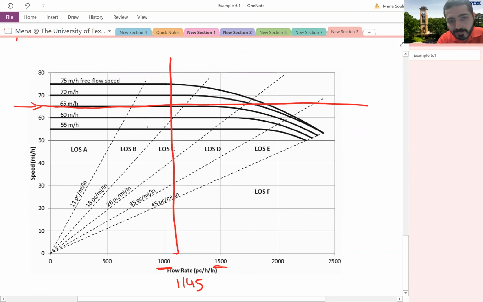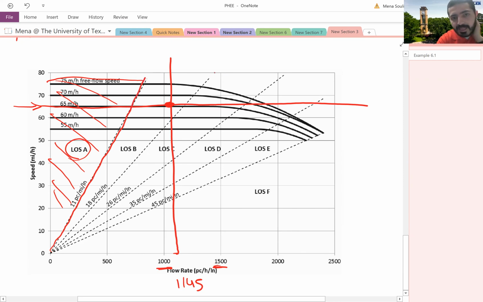And where the 2 points meet, this is now the area where you get the level of service. So level of service A is anything in this area. Level of service B is between the two lines, between this line and this line. So apparently we have a level of service B.